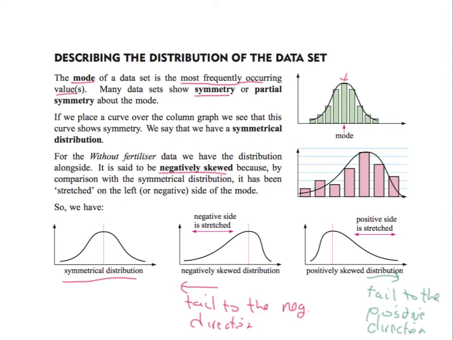So what you're going to do is look at your graphs and classify them as symmetric, negatively skewed, or positively skewed, if possible. Sometimes it won't match any of these three.